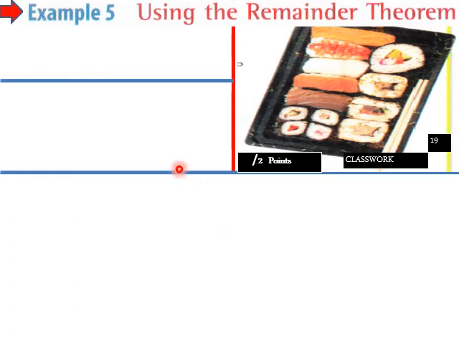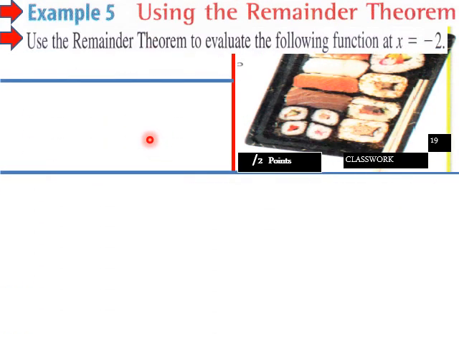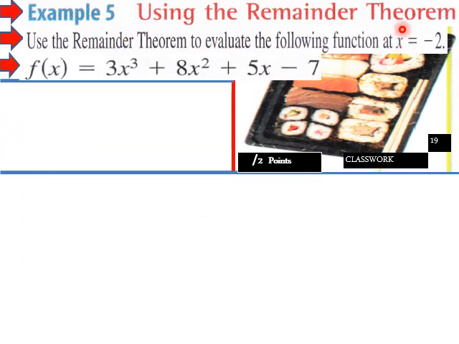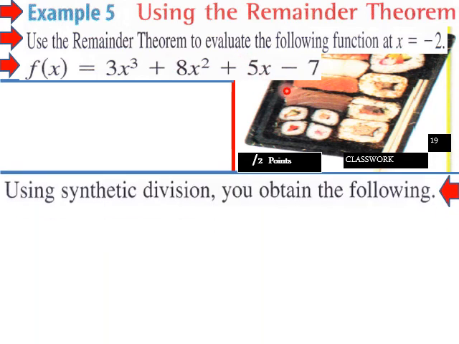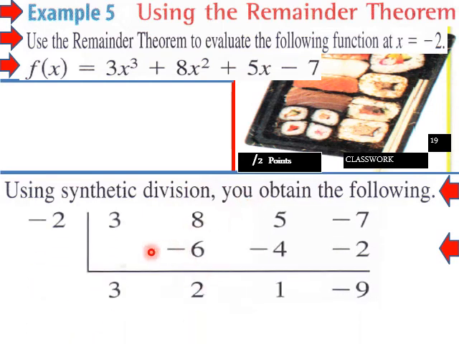So what does that mean? Well, using the remainder theorem, example 5, use the remainder theorem to evaluate the following function at x equals negative 2. So f of x equals 3x cubed plus 8x squared plus 5x minus 7. Using synthetic division, you obtain the following. So here's our array here for synthetic division. We're going to evaluate this at negative 2. Then here are our coefficients down here.